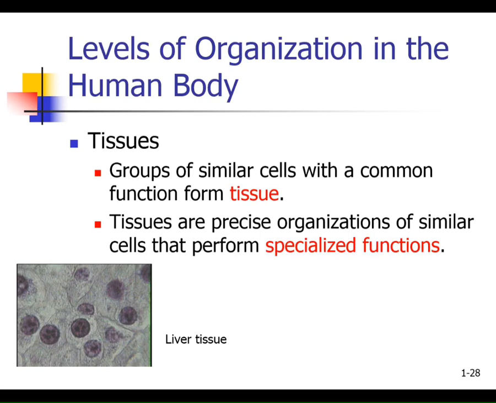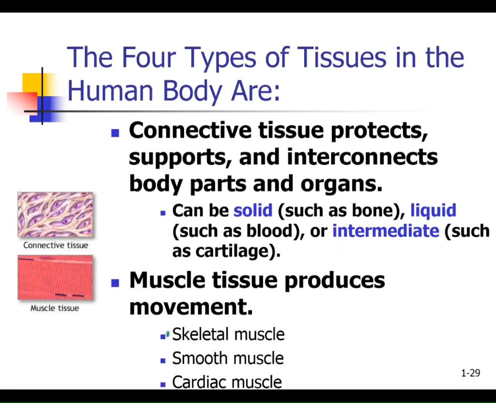The cells then combine in unique ways to make tissues. Now, we're going to be looking at a number of different tissues this semester, but tissues come in four basic groups, and they're all here for you. Let's go through these quickly. More on these next time. Four types of tissues. Number one, connective tissues.